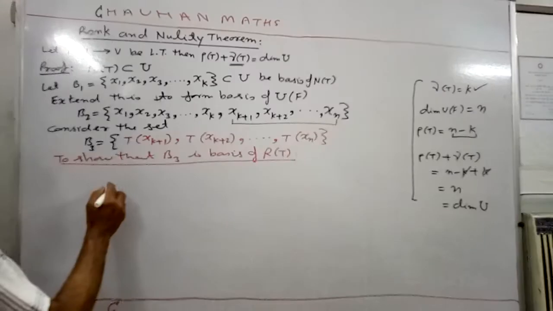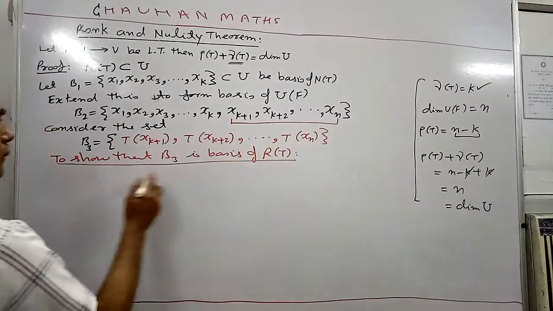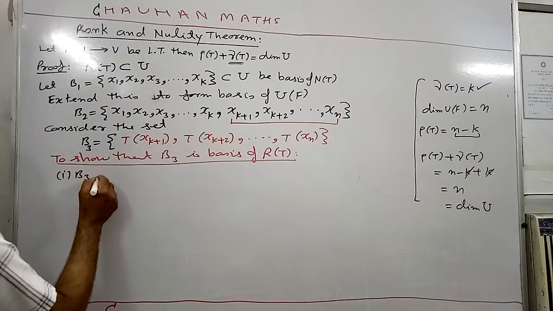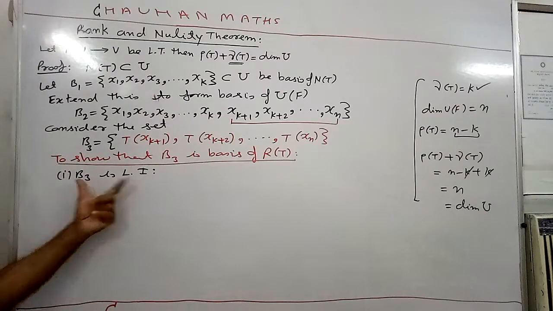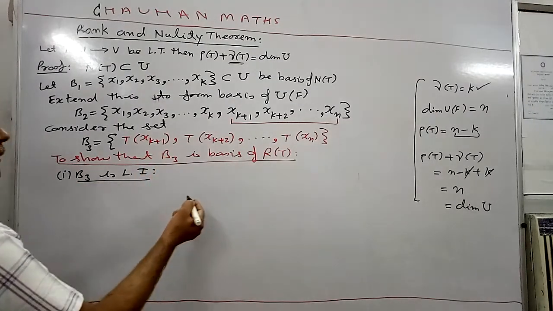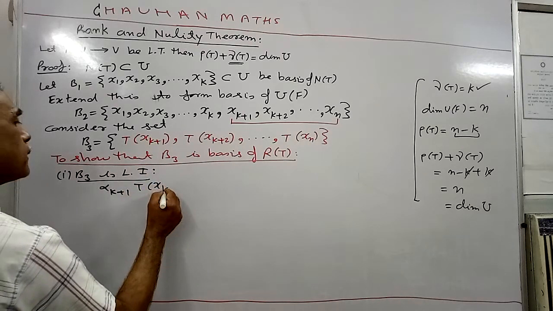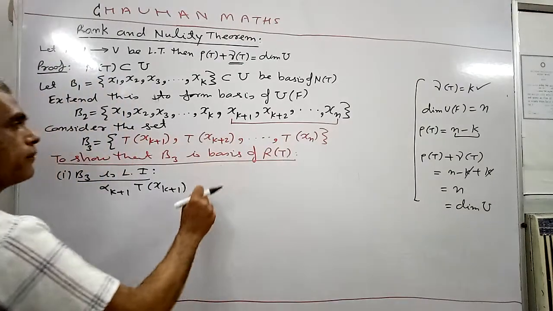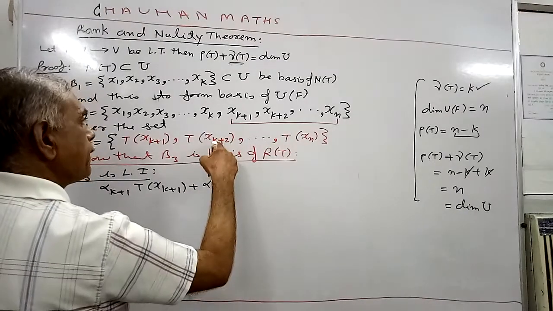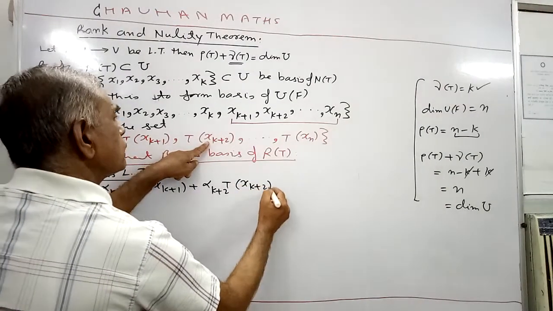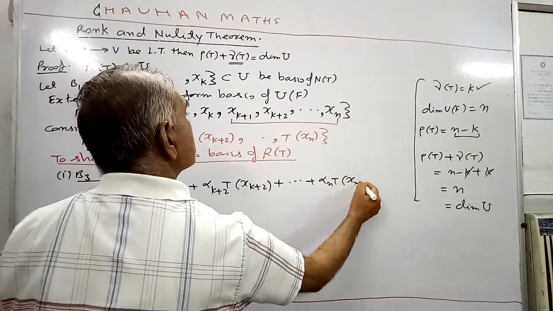For proving basis, we have to prove two points. B3 is LI, and secondly, the linear span of B3 is range T. So we prove number one, B3 is linearly independent. That is the first point. For proving LI, what we do? We take certain scalars like alpha k plus 1, T xk plus 1. Take the coefficients of these elements, multiply, add and put it equal to 0. Plus alpha k plus 2, T xk plus 2. Plus continue in this manner, alpha n T xn equal to 0.